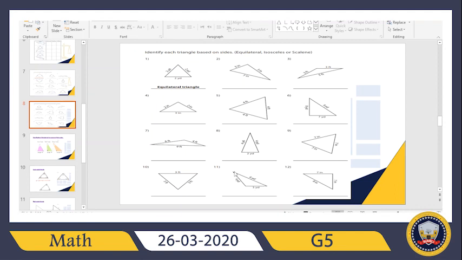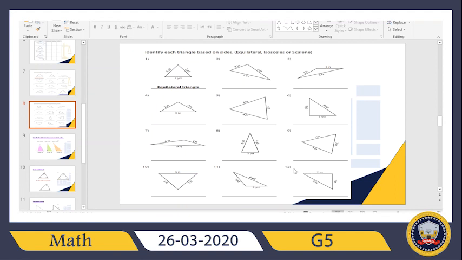Let's move to number 11, where the first side is 4 yards, the second side equals 3 yards, and the third side equals 6 yards. So all sides are different. They are not equal in their length. They are not the same. So this triangle is a scalene triangle. Yes, it's a scalene triangle.